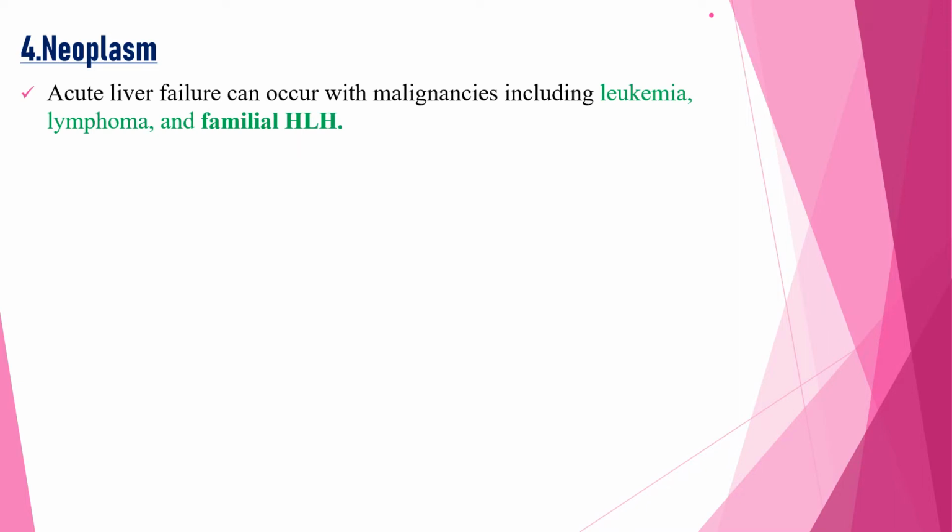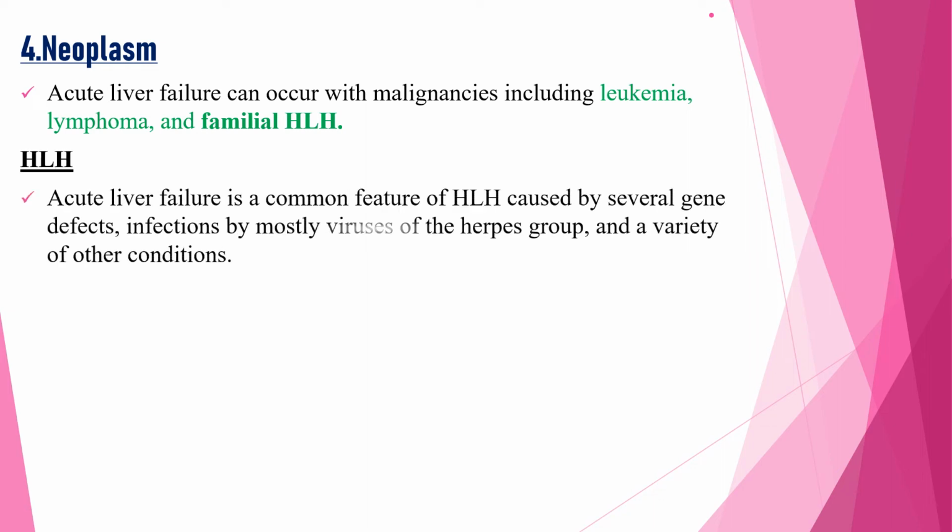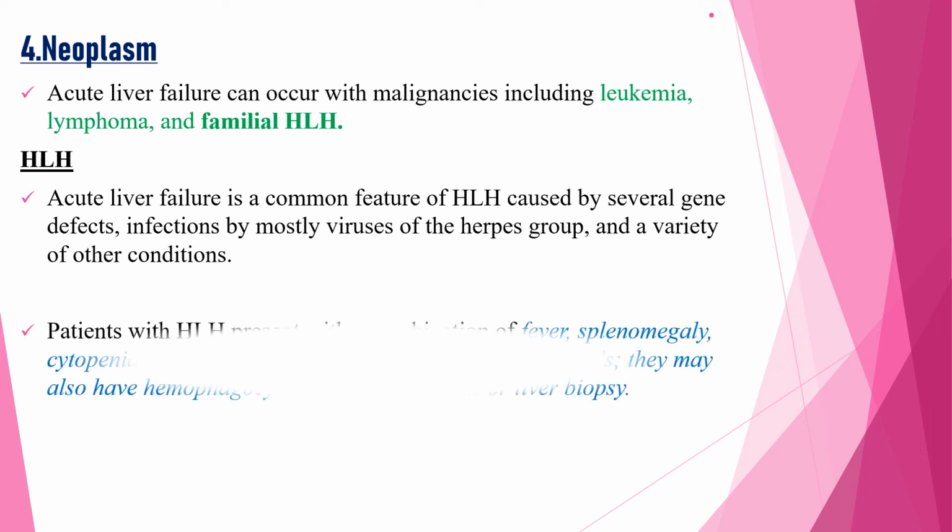The other cause of acute liver failure includes neoplasms. Acute liver failure can occur with malignancies such as leukemia, lymphoma, and familial hemophagocytic lymphohistiocytosis. Acute liver failure is a common feature of hemophagocytic lymphohistiocytosis, which is caused by several gene defects, infections by mostly viruses of the herpes group, and a variety of other conditions.